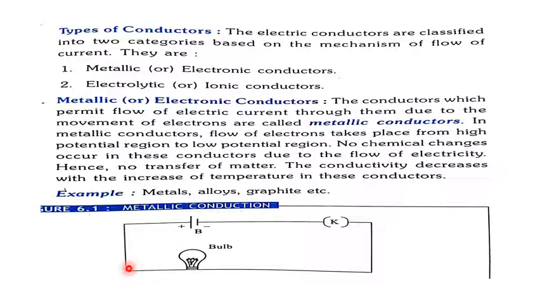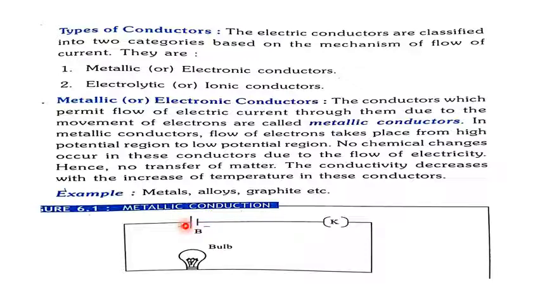What we have observed, when the bulb is on, is that the conductors permit flow of electric current through them due to the movement of electrons. When electrons are moved through the wire by the battery, those conductors are metallic conductors. In metallic conductors, flow of electrons takes place from high potential region to low potential region. Plus is the high potential region, minus is the low potential region.